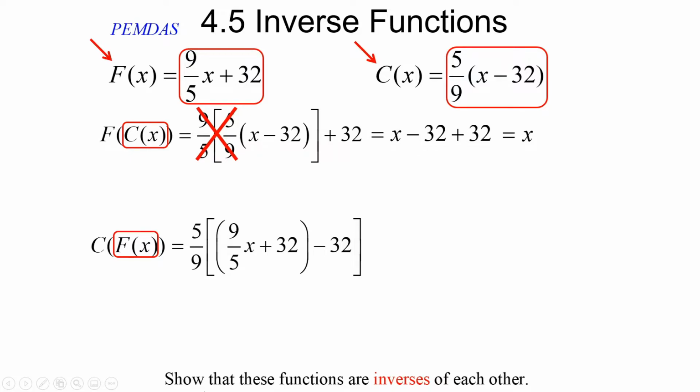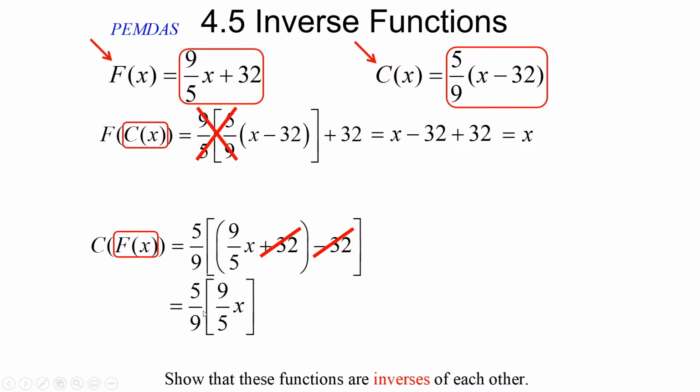Now, if I simplify this, I'm hoping that I get x again. And I just do my order of operations. And this time, see that P? I can simplify within the parentheses because I have 9/5 x plus 32 minus 32, which is going to make this whole bracket right here 9/5 x.